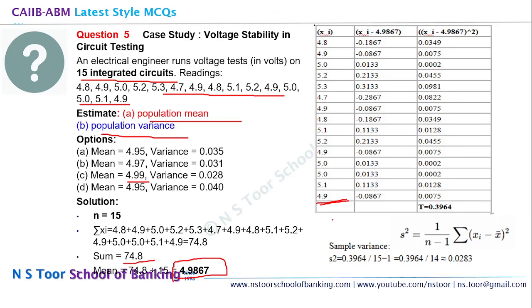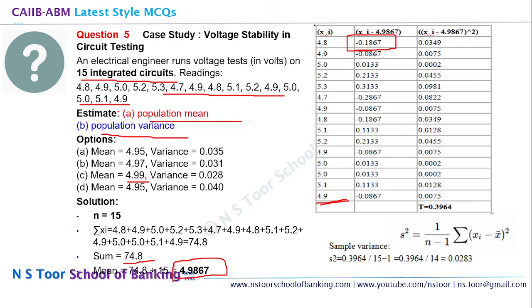Now I have to go for the variance, the population variance. So how shall I go for that? Firstly, I have to calculate, for every circuit, whether the reading is more or less than the mean. So in the first case, 4.8 is the actual voltage minus 4.9867. So in that case, this is minus 0.1867, which will be xi minus the mean.